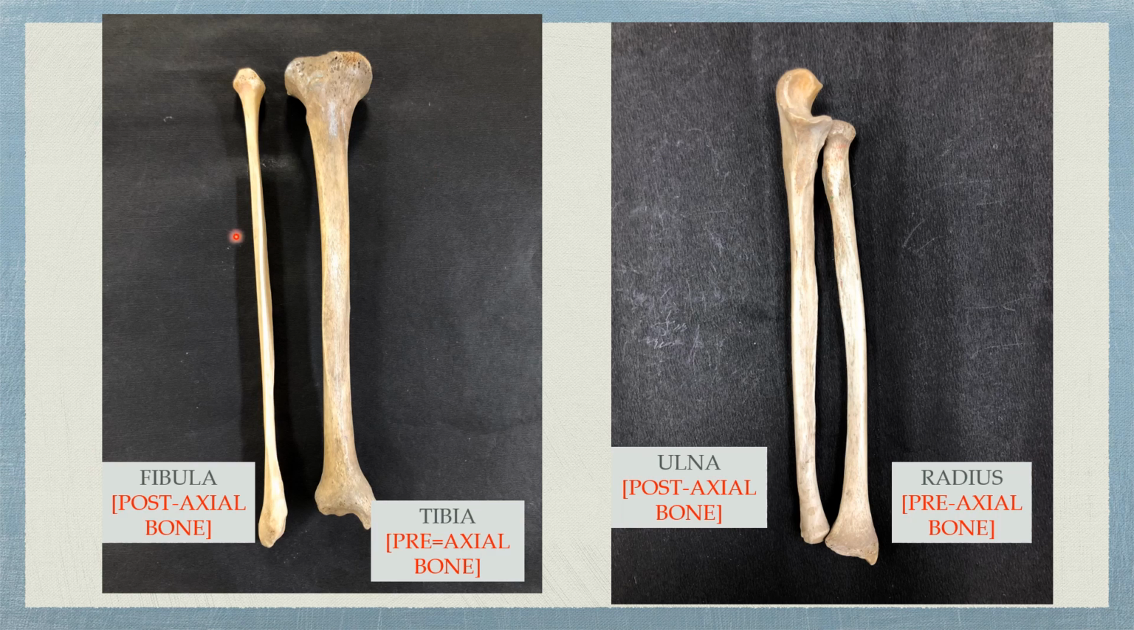In the leg, we taught you the two bones, tibia and fibula. Tibia is the preaxial bone of the leg and fibula is the postaxial bone. In the case of the forearm, we will study the radius and ulna, out of which the radius is the preaxial bone and the ulna is the postaxial bone.